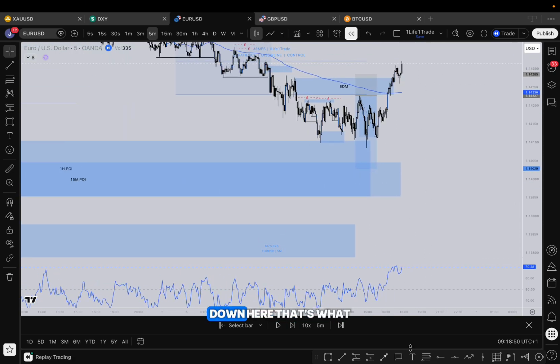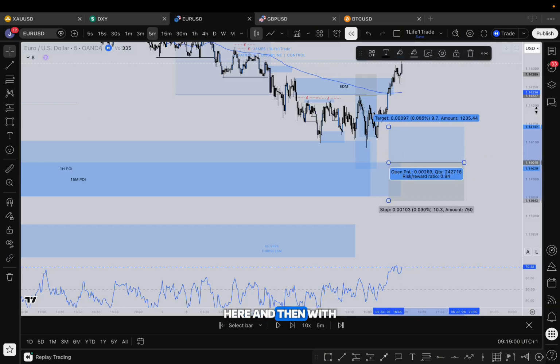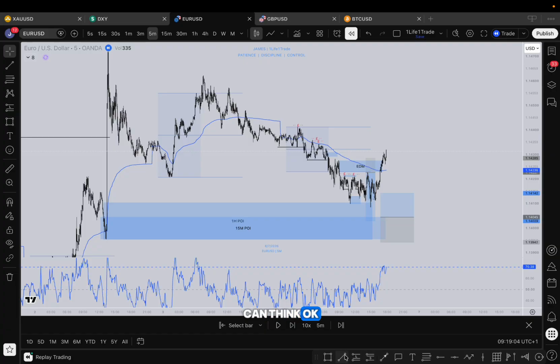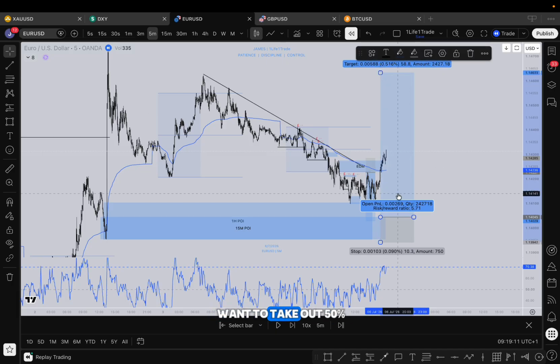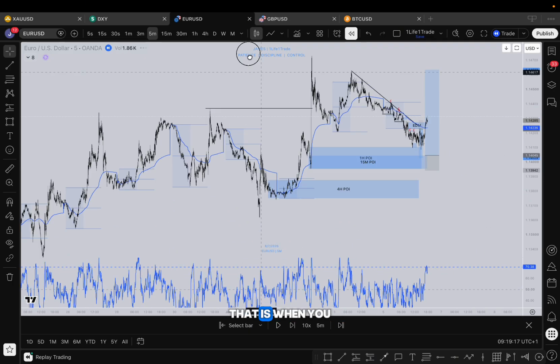Like I say, I wanted the buys. I did want the buys down here. That's what I was aiming for. I had this marked out. So say below there, here, and then with the buys, when you're going with the trend, that is when you can think, okay, there's a lot of liquidity all along there. So that is when you can put it all the way up there. And whether you want to take out 50%, 75%, let the rest run because we are going back bullish, that is when you can do that.